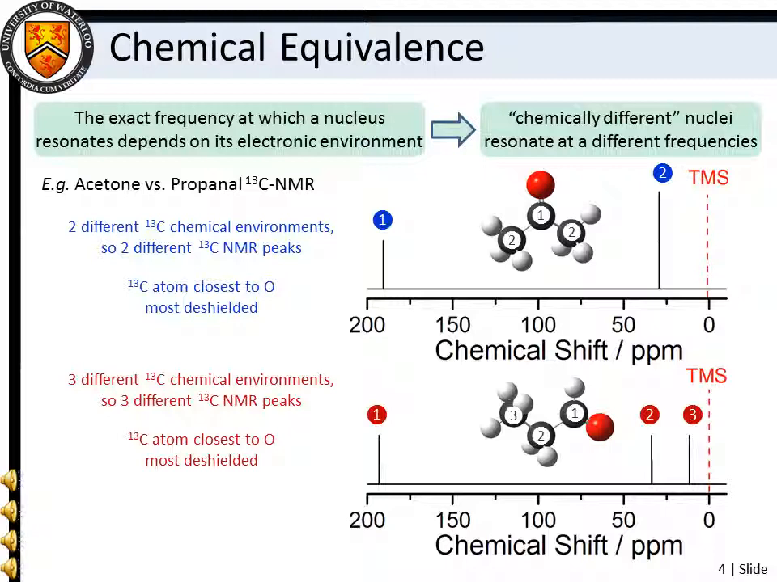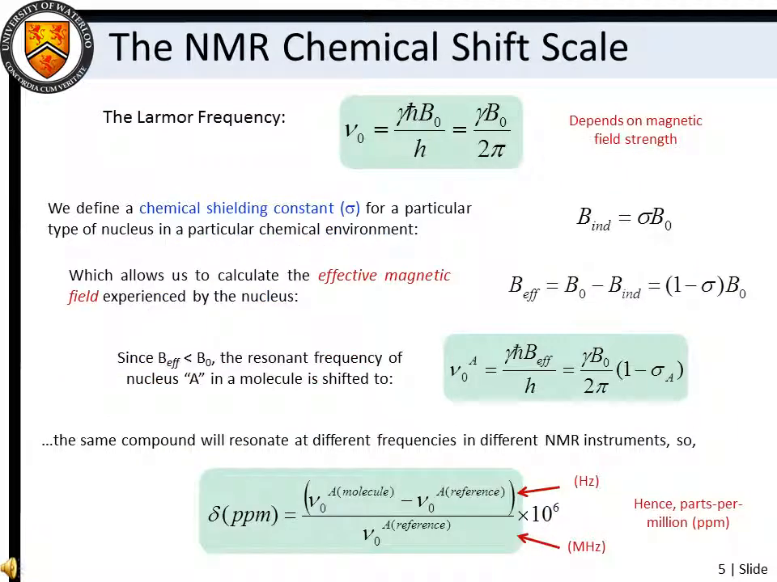In propanol, all 3 carbon atoms are in different chemical environments. Carbon atom 1 is closer to the oxygen atom than carbon atom 2, which is again closer to the oxygen atom than carbon atom 3. As a result of the 3 chemical environments, 3 carbon-13 resonances are observed with chemical shifts based on proximity to the oxygen atom. In NMR spectra, chemical shifts are reported rather than absolute frequencies to offset error introduced by differences in magnetic field strengths for different NMR instruments.